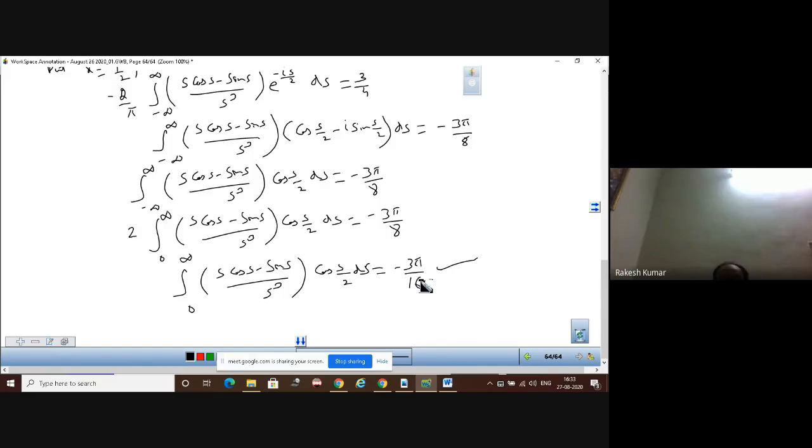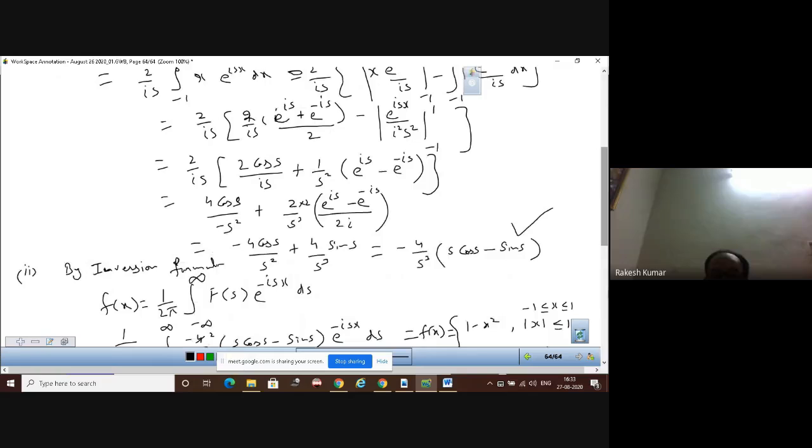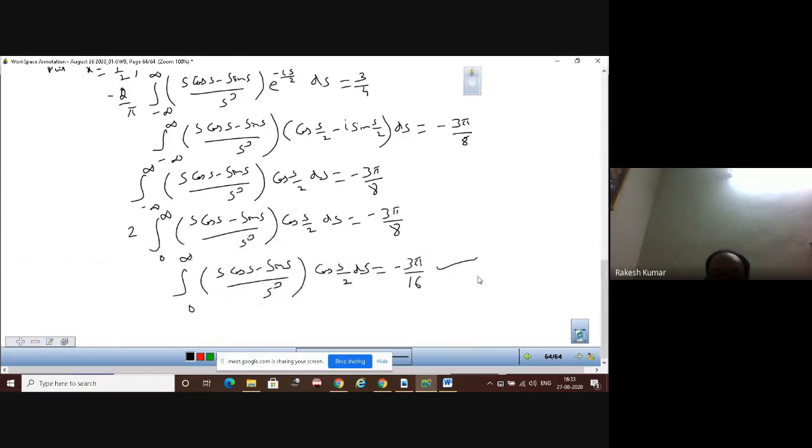So this is the output of the second part of the question. We can also change a variable. As the question is in terms of a variable x, but we are getting the expression in terms of s, and we also know that change of variable in a definite integral doesn't make any difference, so you can write down the output in the form of variable x.